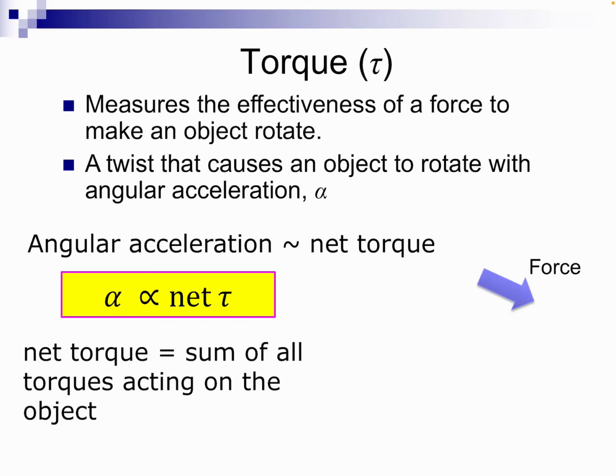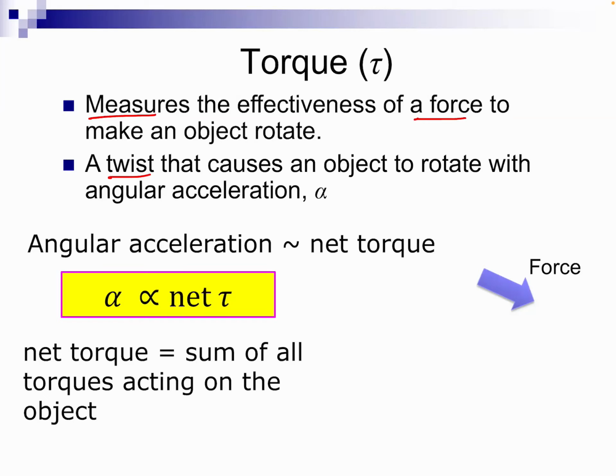Right, so if I wanted to make this object rotate, then I would still need to apply a force, being a push or a pull. If I push on this side, then I'm applying a downward force on this side, and the lever rotates. So it's still force that causes an object to rotate, but torque measures the tendency of that force to make the object rotate. It's the measure of the effectiveness of that force to make the object rotate. Or you can think of torque as a twist that causes an object to rotate.